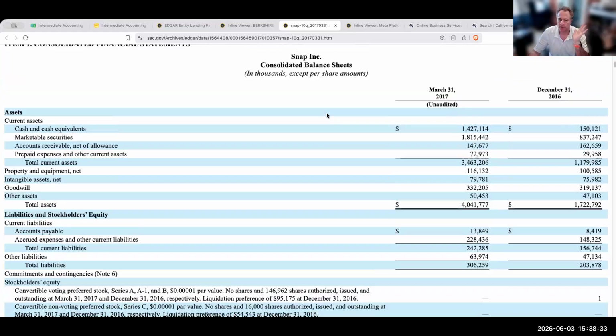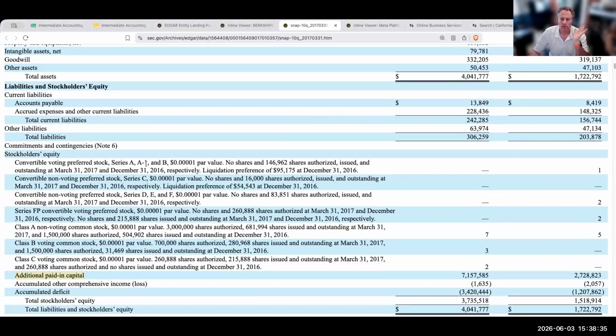So when we look at Snap, and this is when they were originally formed, they basically had a variety of different shares of stock, preferred stock happening to be one of them.